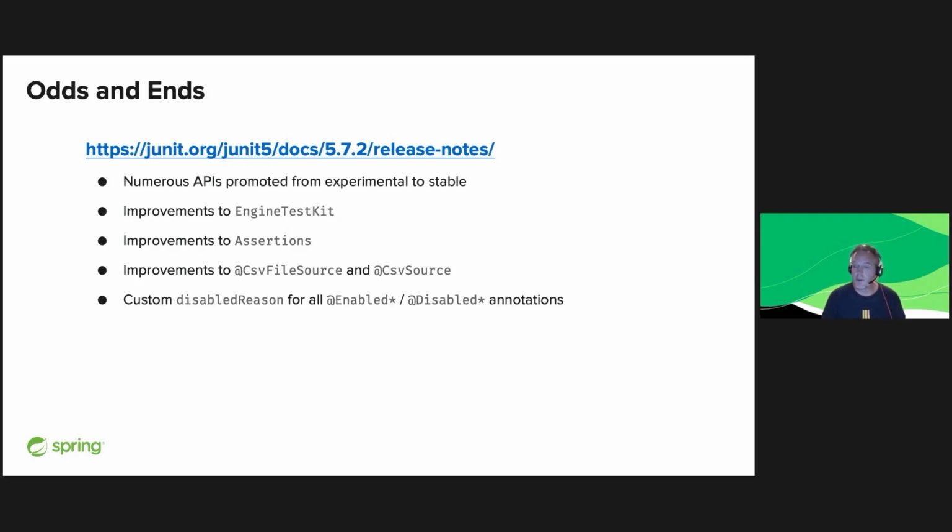You might be familiar with @Enabled and @Disabled annotations like @EnabledOnJre for saying that works on Java 8, Java 9, stuff like that. Basically, if one of those things ended up being disabled, there was a default message generated as the reason for that. And now you can add your own custom reason with the new disabledReason attribute that's been added to all of those annotations.